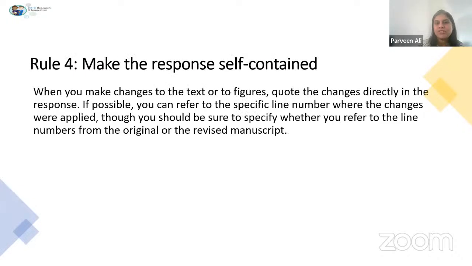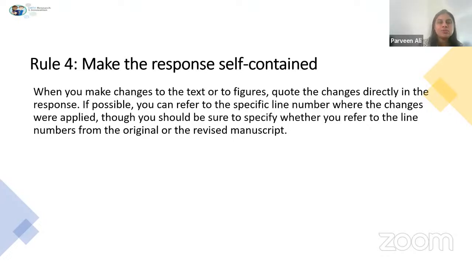Rule number 4, make the response self-contained. So when you make changes to the text or to the figures, quote the changes directly in the response. Tell them, thank you for your comment, we have made these changes, please check page 10, line 2, or something like that, a specific page number or line number, so that it's easier for them to go and track that sort of change.